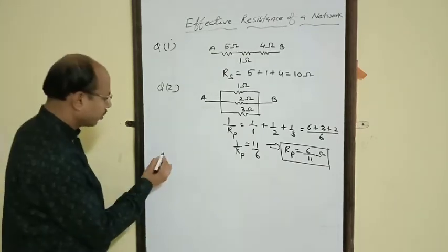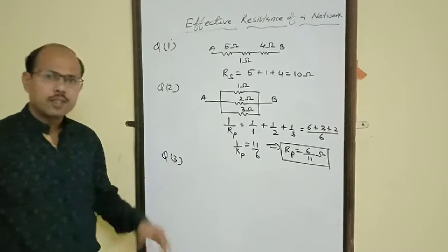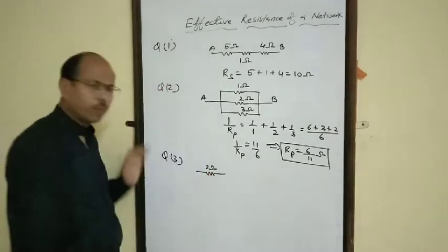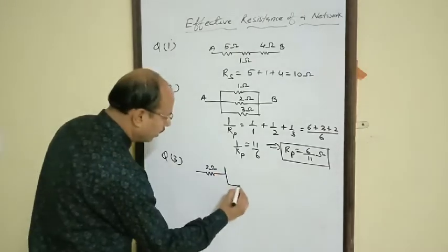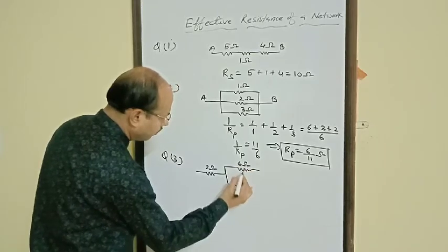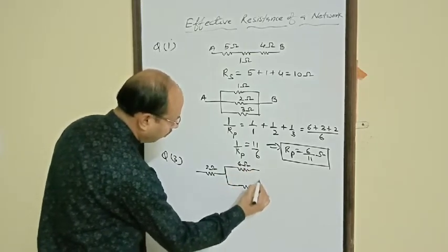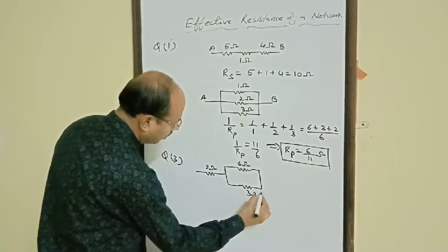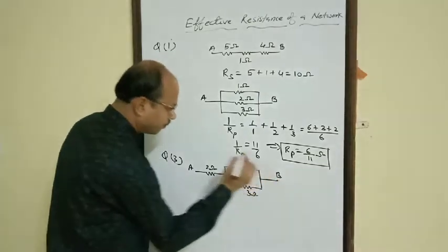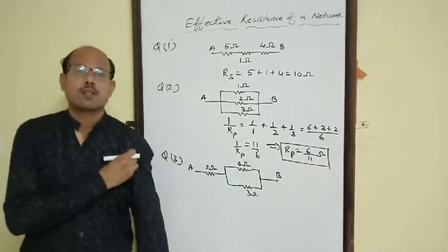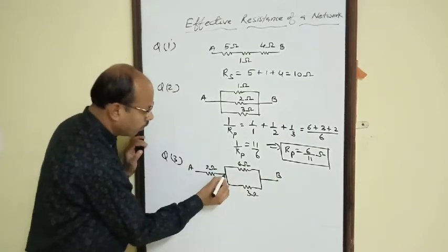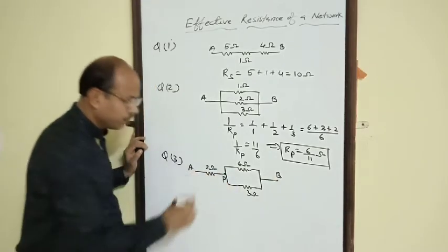Now I am discussing the third question. Very easy. Here it is a 2 ohm resistor. And now there are 2 resistors. This one is of 6 ohm and this one is of 3 ohm. Here is point A, here is point B. Now there may be 3 questions. This point is A, this point is B. I can also mark a point P here.